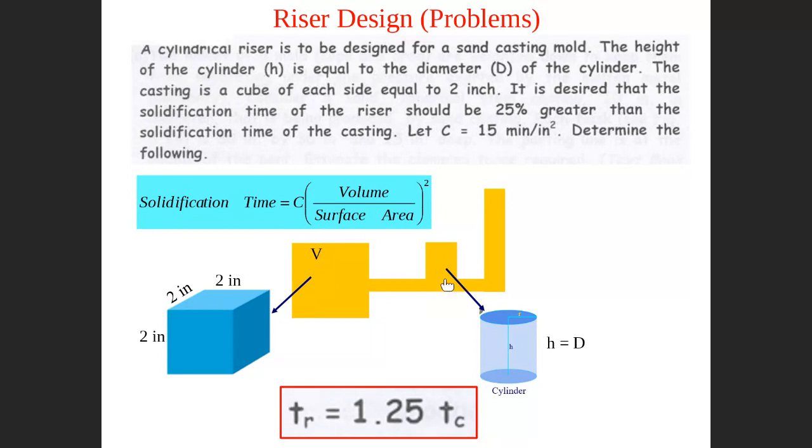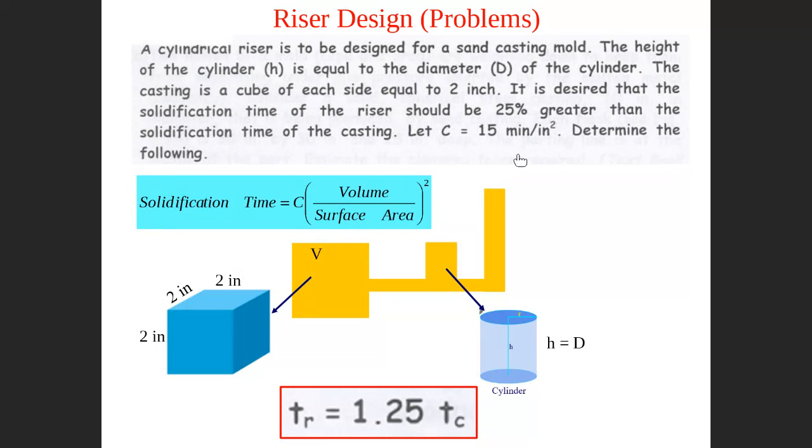He said a cylindrical riser, meaning the riser shape is cylindrical. Does it have to be a cylinder? No, it could be anything. It could be a cylinder or any other shape, but here in this example it is cylindrical. The riser is cylindrical in shape, to be designed for a sand casting mold.